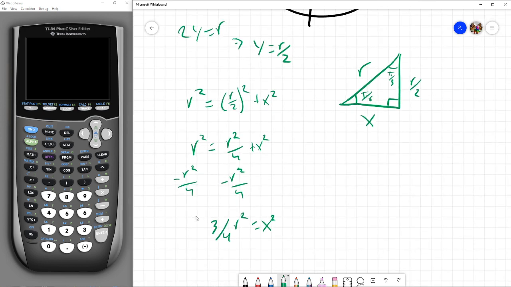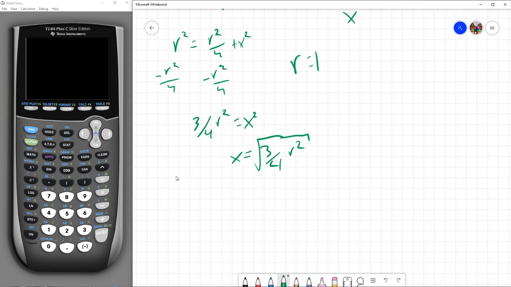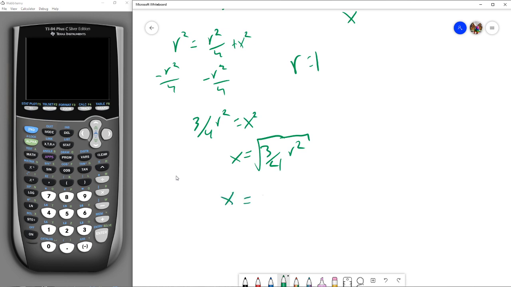And we can square root that, right? So that means x is going to equal 3 over 4 square root r squared. And the funny thing is, why am I writing all these r's? Because r is equal to 1. So, oops, x is going to equal square root 3 over 2. What happens here is we have root 3 over a root 4 and then a root 1 squared. So who cares about that, because that's just 1.